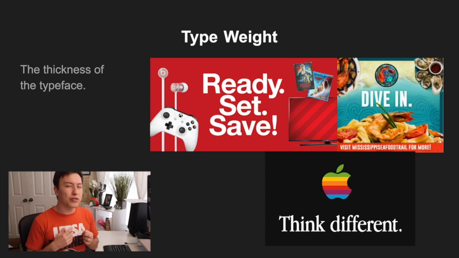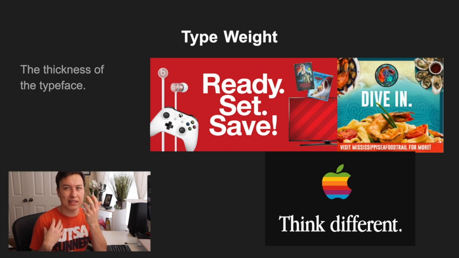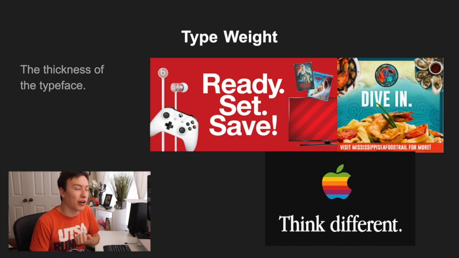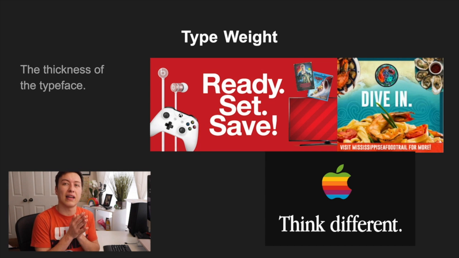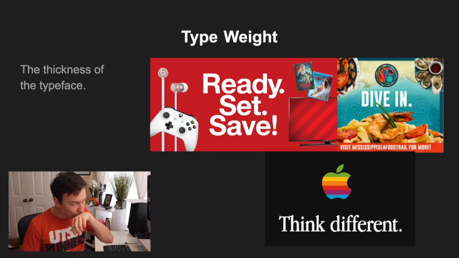From there, we move on to type weight, which is really just the thickness of the typeface. Usually, if it's thicker or bold, the way that I've always seen it is that it's more of a bold statement. So the Ready, Set, Save by the Target ad is really just going to tell everybody, hey, Black Friday is going on. This is our Black Friday ad.